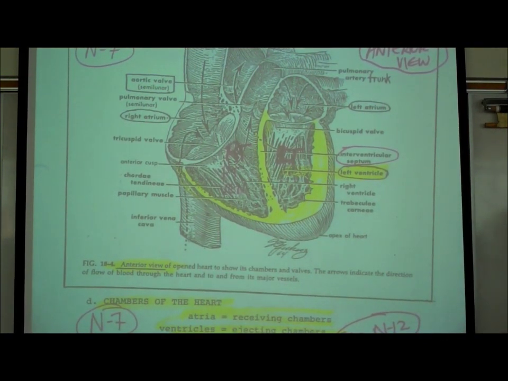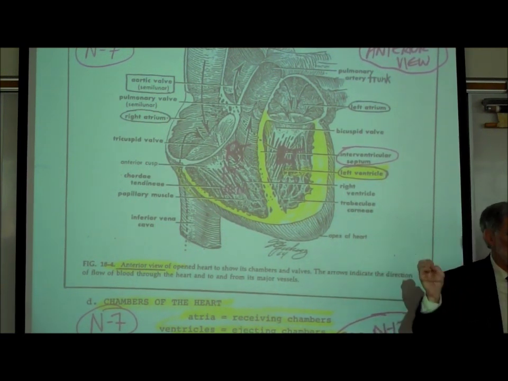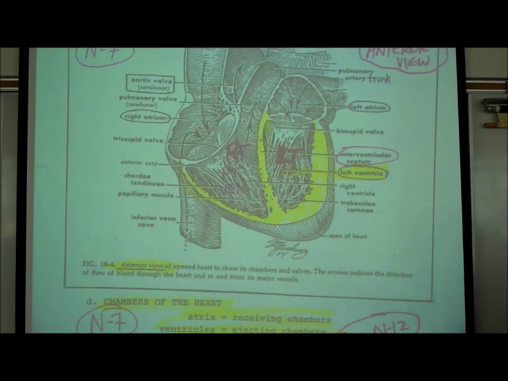The right ventricle, as we know, only has to pump blood through the lungs, whereas the left ventricle has to pump blood through all the systems of the body, all the way from your head down to your feet and back.